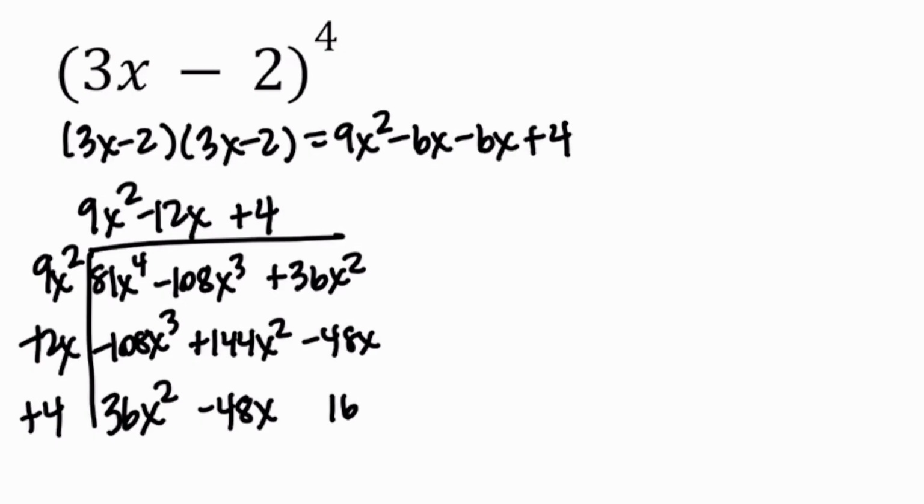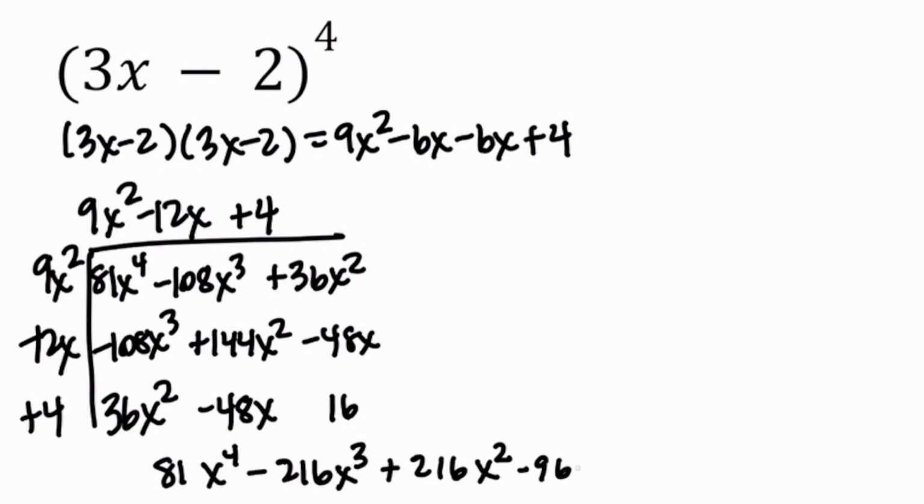So I've got it all. I'm going to write it down and be done. So 81x to the 4 minus 216x to the third. Cool. In terms of x squareds, I'm going to have 72 plus 144. Is that 216 again? Not sure, but it does feel like it. That's going to be plus 216x squared minus 96x and plus 16.